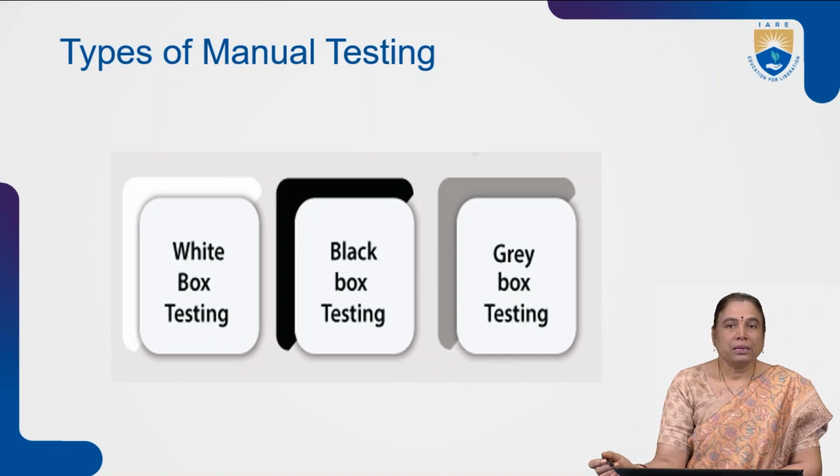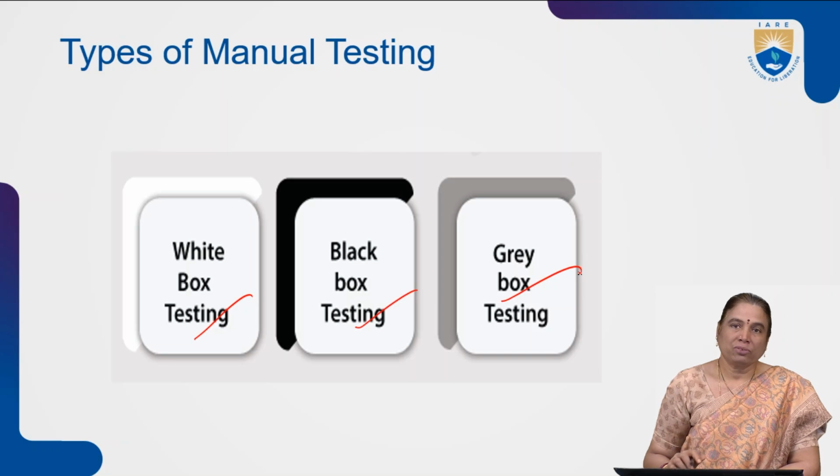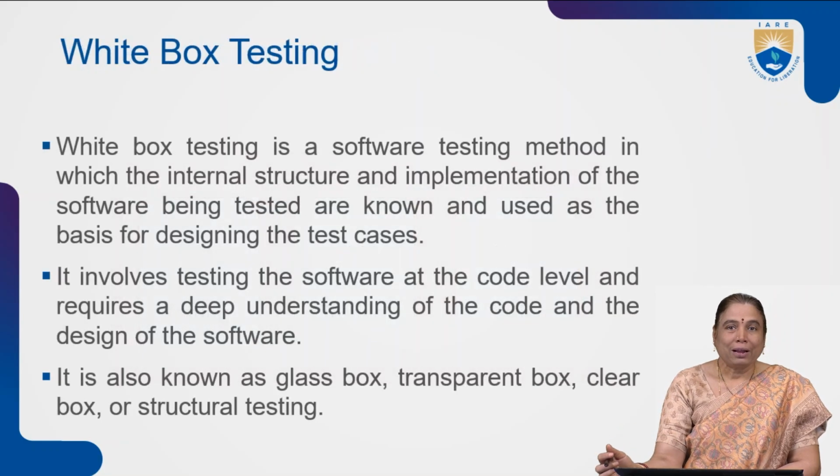The manual testing is further categorized into three types. One is white box testing, second one black box testing, third one grey box testing. White box testing majorly focuses on the program structure. Whether the paths, conditional statements, and branching statements in the programming structure are bug-free or not is checked with the help of white box testing.